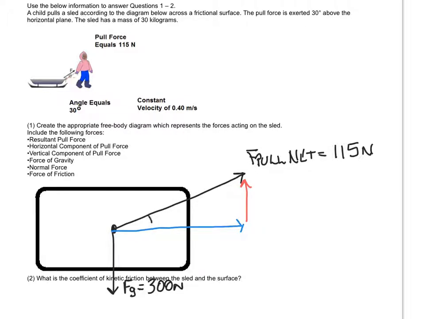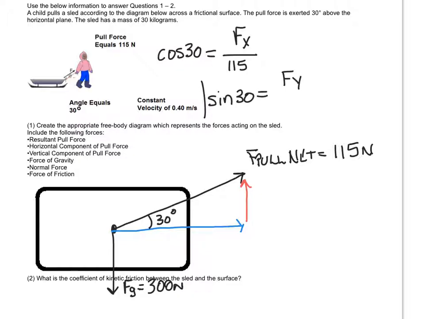Since that angle is 30 degrees, we should be able to do trig effectively to solve for those two forces. Now this is the adjacent side of the triangle for the horizontal component of pull force. So you would set up, if we don't really set up trig functions too often, let's do it real quick. F of x over net pull force is equal to cosine of 30. Sine of 30 is equal to f of y, vertical component of pull force, over 115, that net pull force.